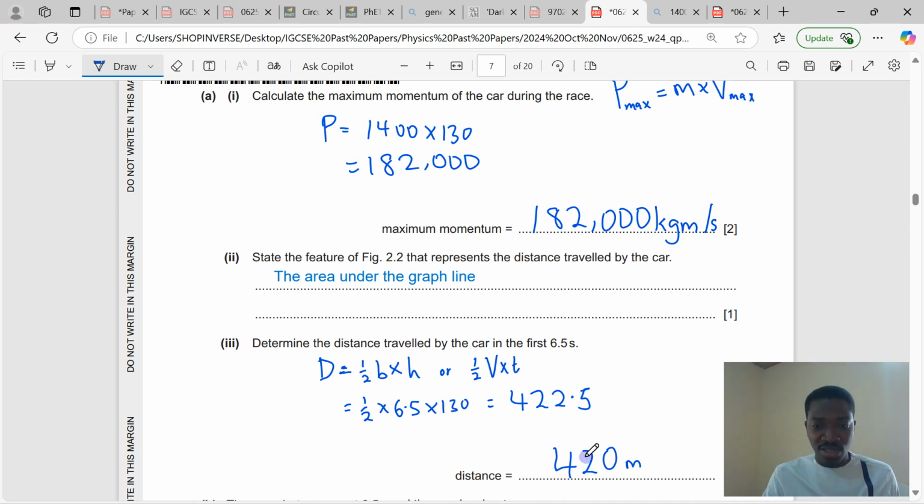this. And you can state your answer to two significant figures. Why am I stating my answer to two significant figures? Because the highest number of significant figures I have in the question is two significant figures. So I can state my answer to two significant figures.